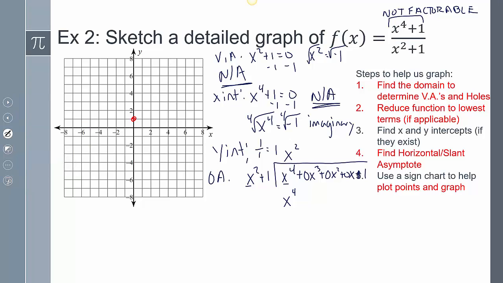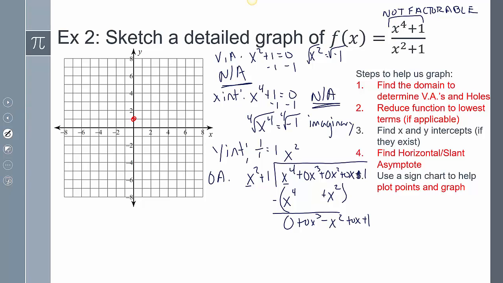So now going through that, I could say plus x squared. So now I subtract. So that gives me a 0 and a minus x squared. And I can bring down that extra positive 1. I still have my 0x here, and I have my 0x cubed here.